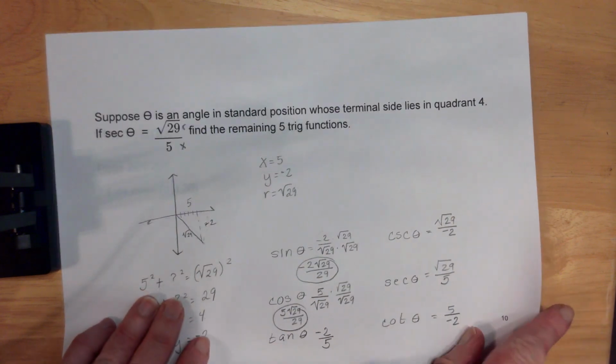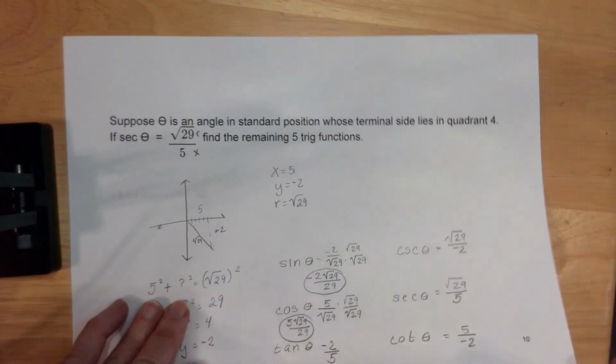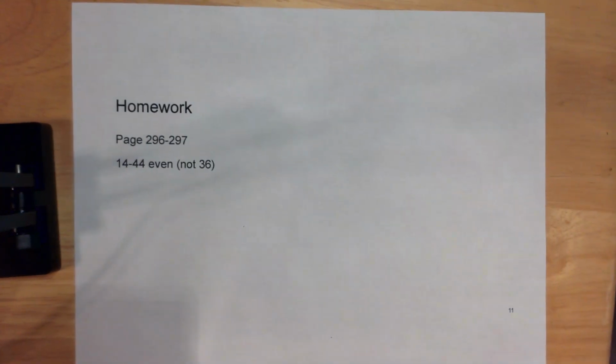Okay. And your homework on this is page 296 through 297, 14 through 44 even, but don't do 36.